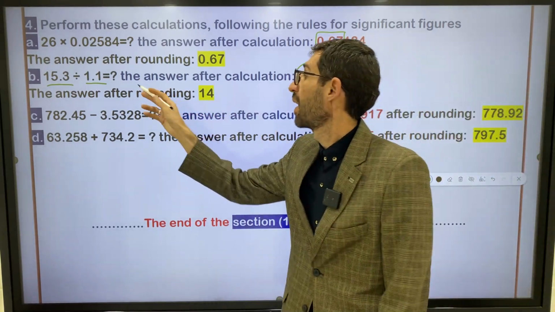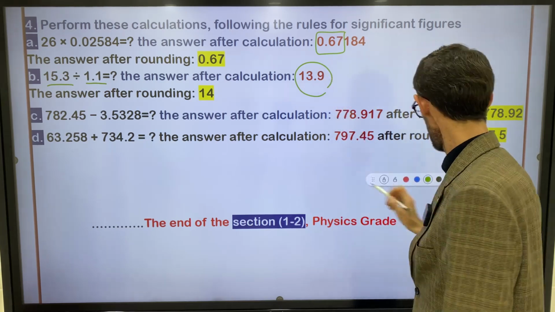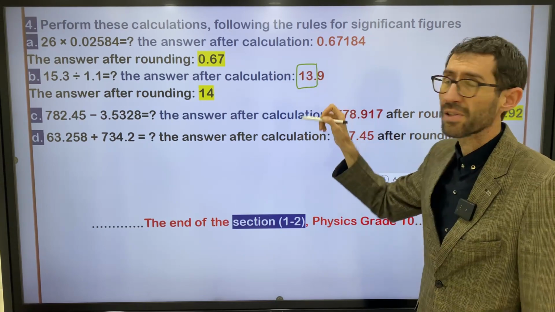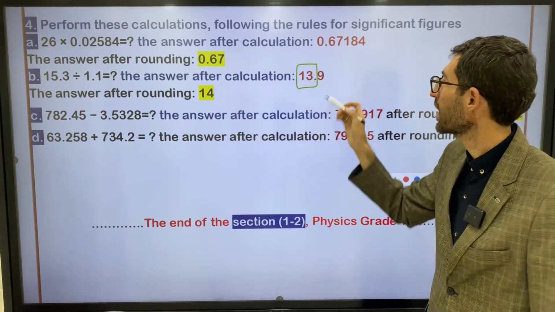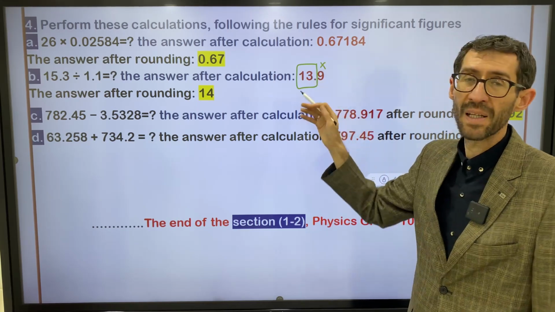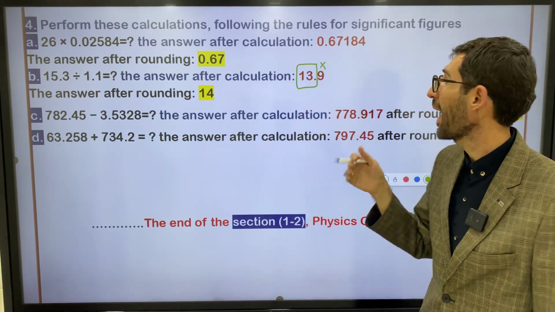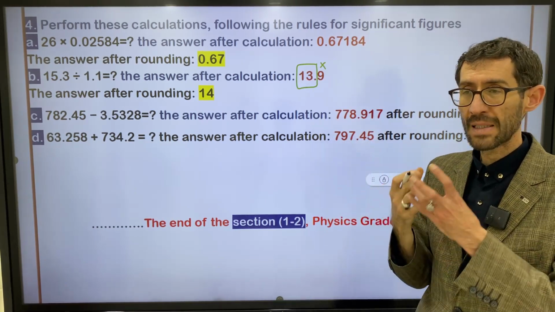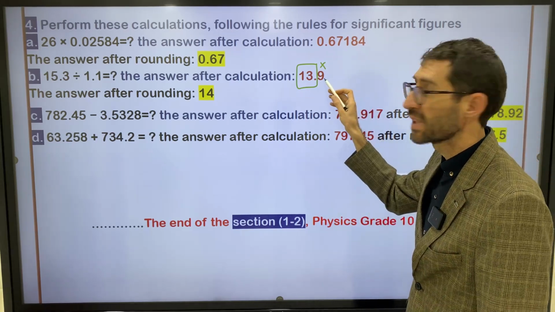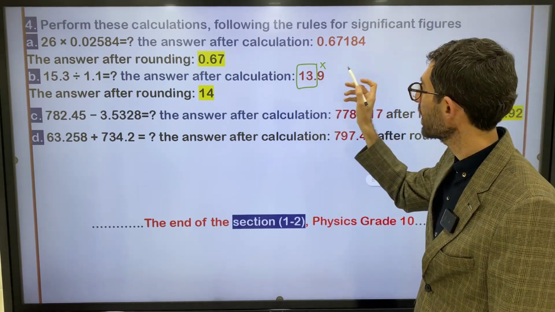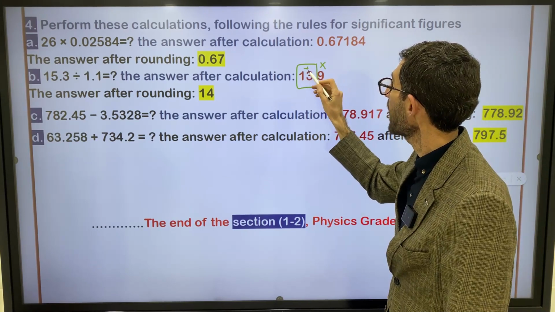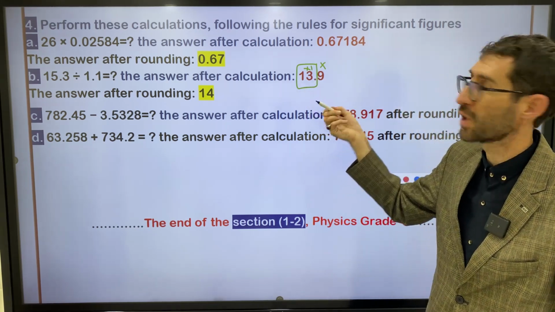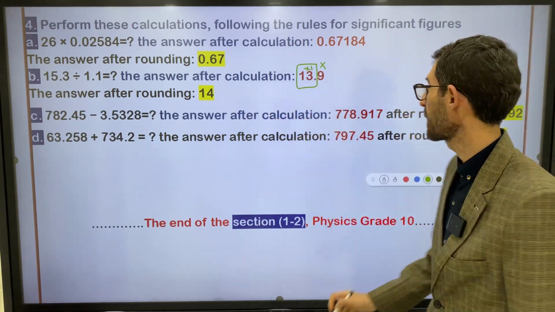But we need 2 sigfigs, for example. Shall I write 13? Shall I drop 9 without changing the penultimate digit or not? So you have to obey the rule. In order to obey the rule, you have to drop this one, drop 9, and add 1 unit to the penultimate digit, to 3, and the answer will be 14, right?